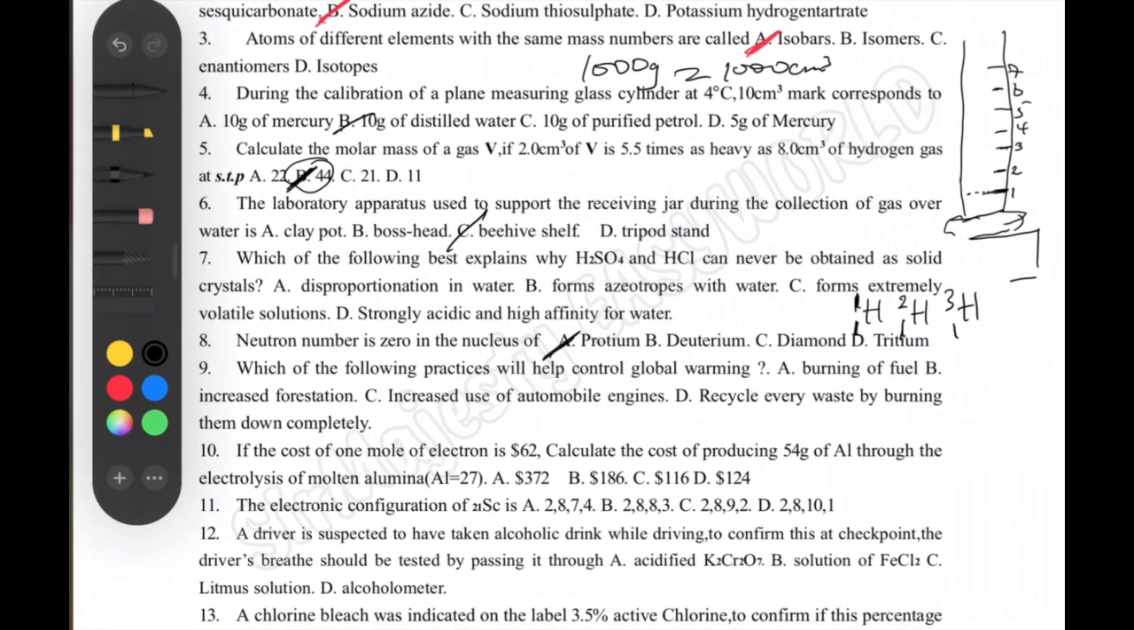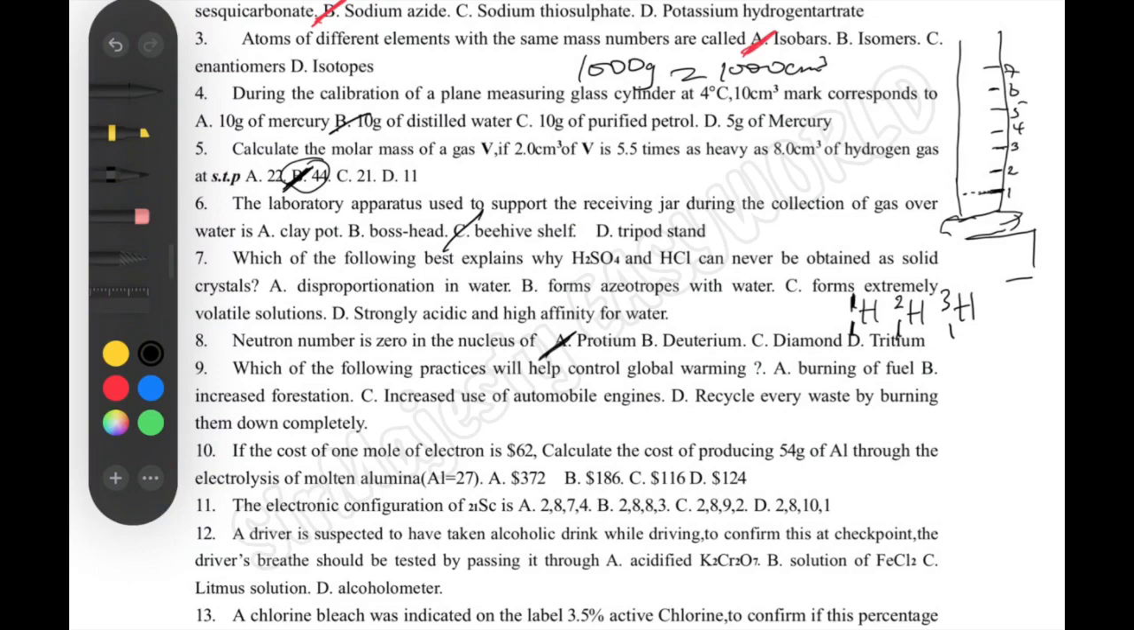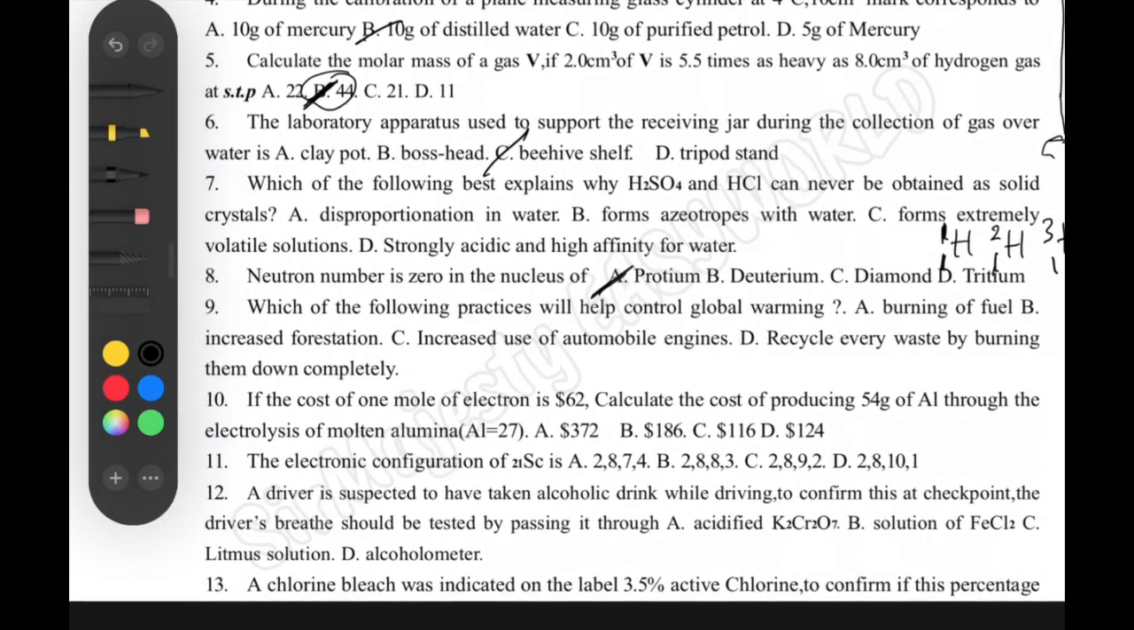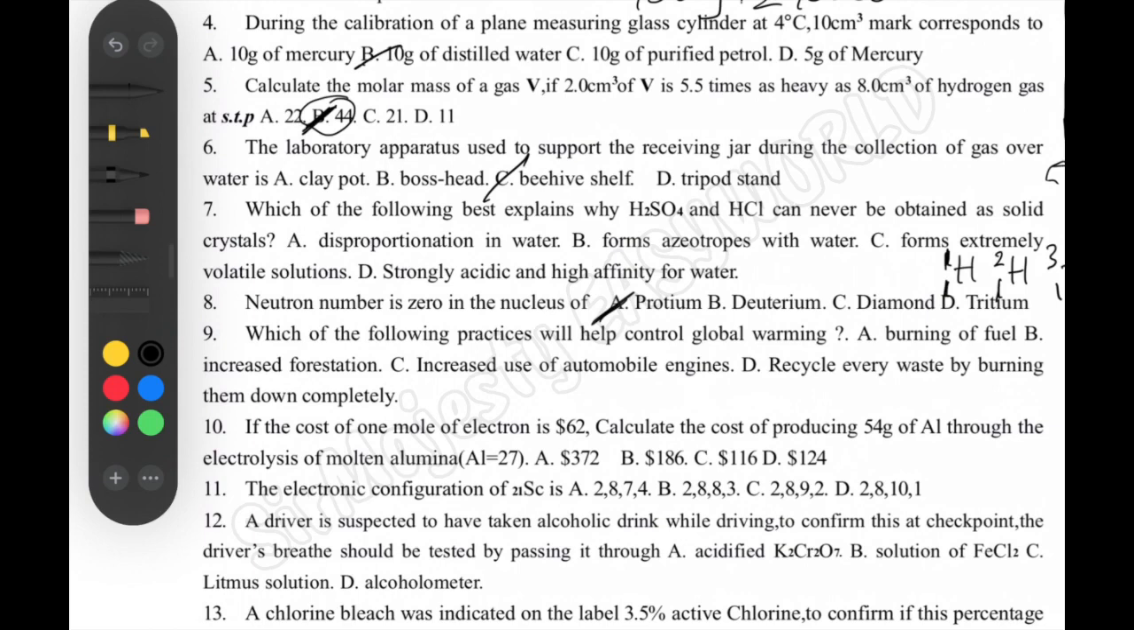Now we go back to the next question. Question number 9. Which of the following practices will help control global warming? A. Burning of fuel. B. Increased forestation. C. Increased use of automobile engines. D. Recycle every waste by burning them down completely. Looking at all this, global warming will be controlled by whatever will reduce the release of carbon dioxide or carbon into the atmosphere. What will remove it entirely, and that is increased forestation.